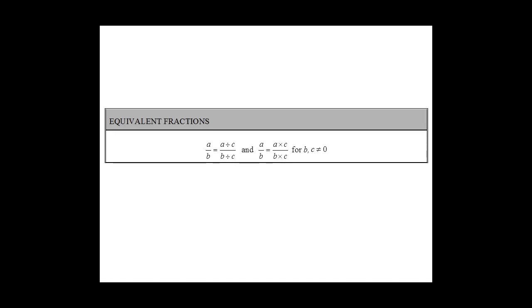We can see this in symbols. This is the fraction a over b. By dividing the numerator and denominator by the same number, we are getting an equivalent fraction. For the fraction a over b, we can multiply the numerator and denominator by the same number and get an equivalent fraction.